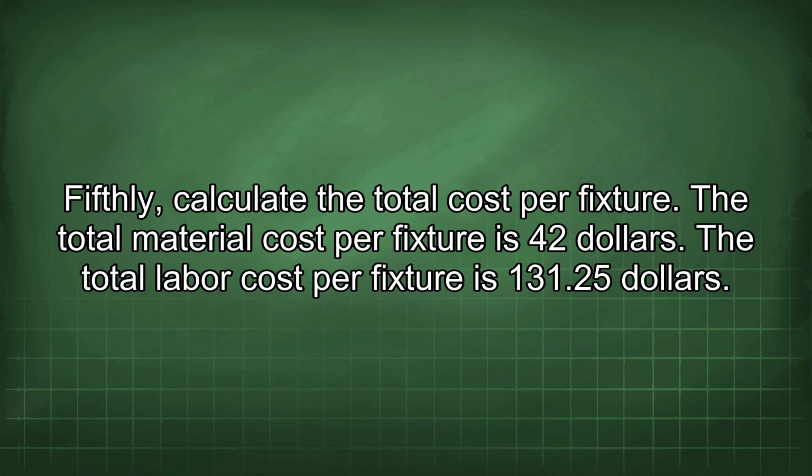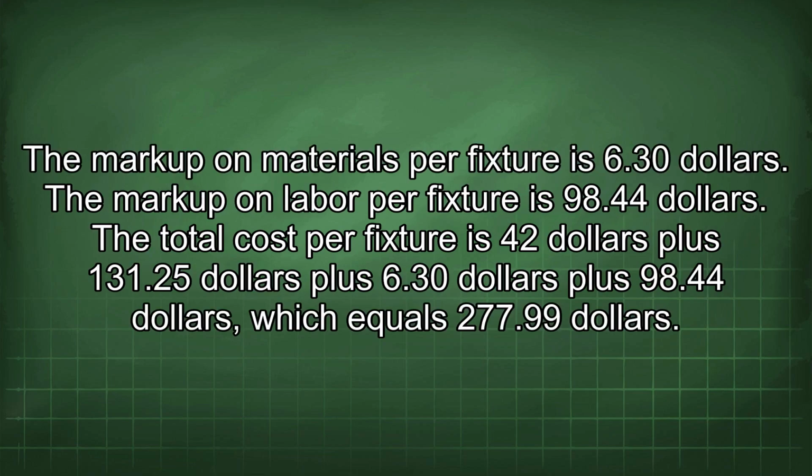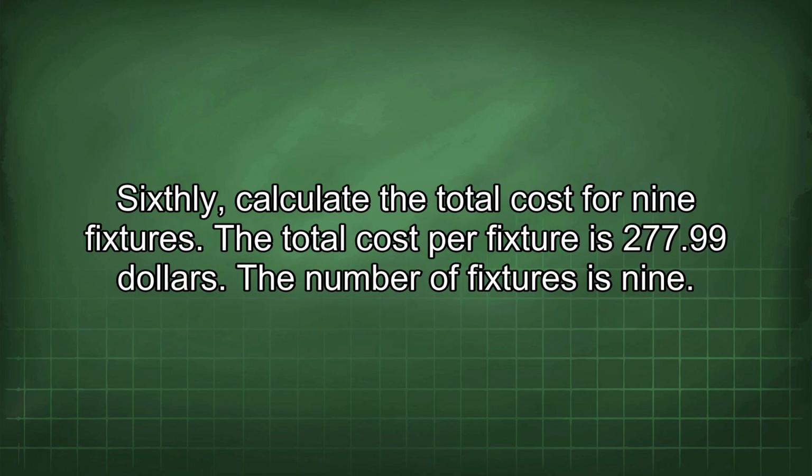The total material cost per fixture is $42. The total labor cost per fixture is $131.25. The markup on materials per fixture is $6.30. The markup on labor per fixture is $98.44. The total cost per fixture is $42 plus $131.25 plus $6.30 plus $98.44, which equals $277.99. Sixthly, calculate the total cost for 9 fixtures.